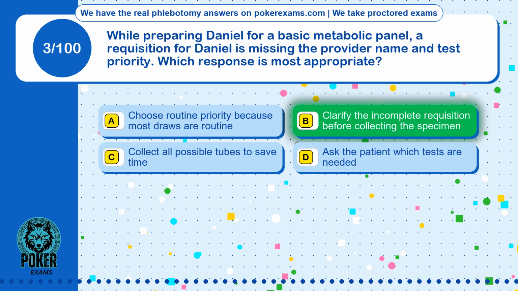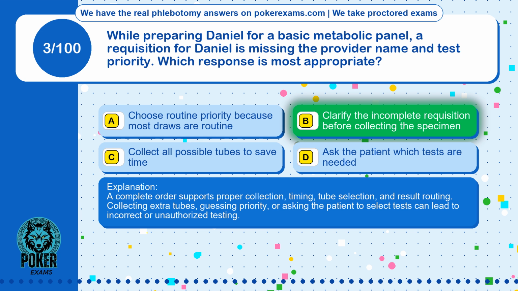The correct answer is option B. Clarify the incomplete requisition before collecting the specimen. A complete order supports proper collection, timing, tube selection, and result routing. Collecting extra tubes, guessing priority, or asking the patient to select tests can lead to incorrect or unauthorized testing.